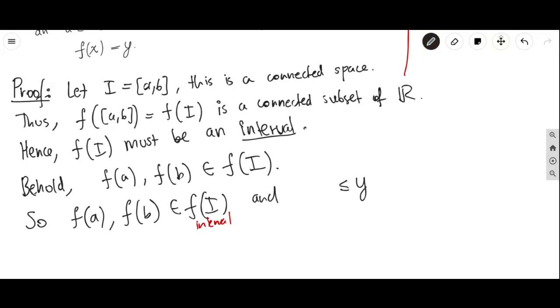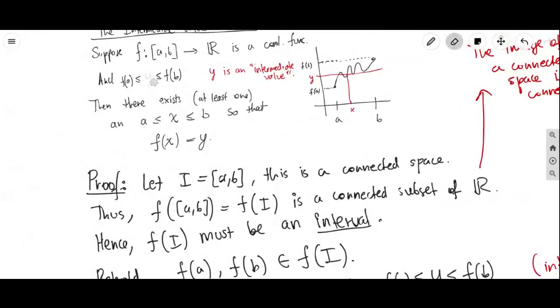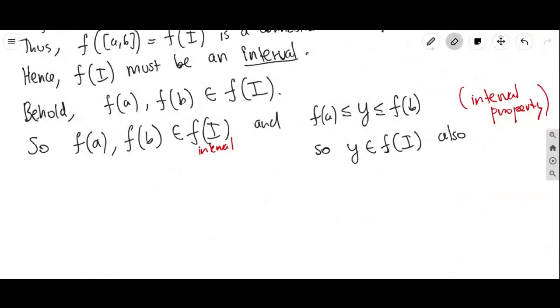And y is some number between f of A and f of B. So y has to belong to f of I also. This is the interval property. The interval property says that if two numbers are part of an interval, then any number between them is part of the interval. So whatever this y is, it's in the interval. Now this y was chosen over here, a number between those two. So y belongs to the interval.